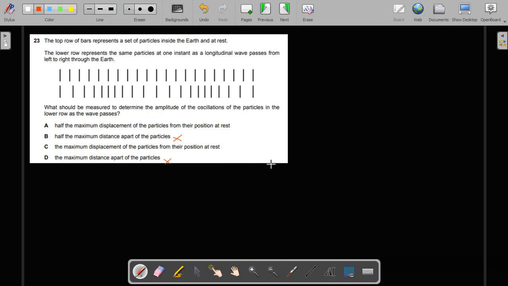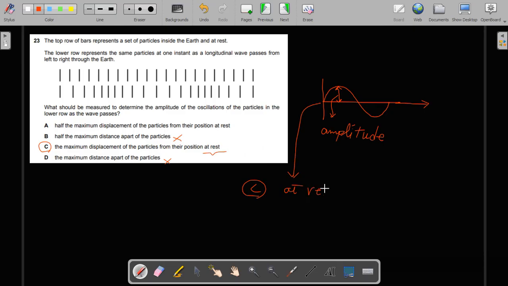You know that this is a complete wave and this is the undisturbed position. So this axis is the undisturbed position. From the undisturbed position to the maximum displacement is called amplitude. That's why C is right. The maximum displacement of the particles from their position at rest. At rest means undisturbed position. That's why C is right.